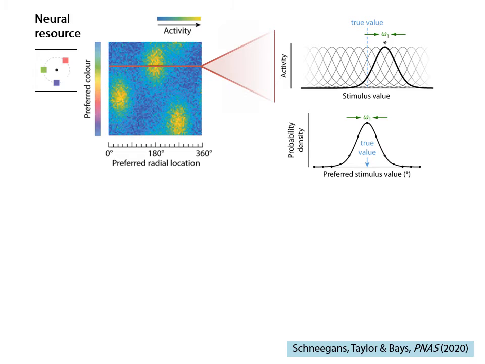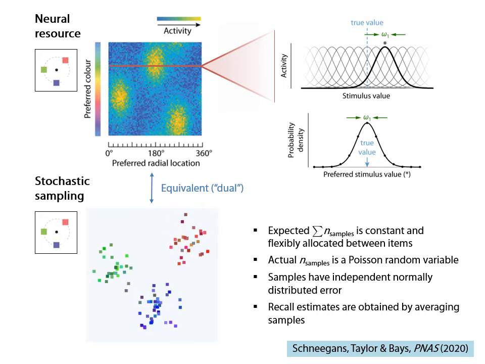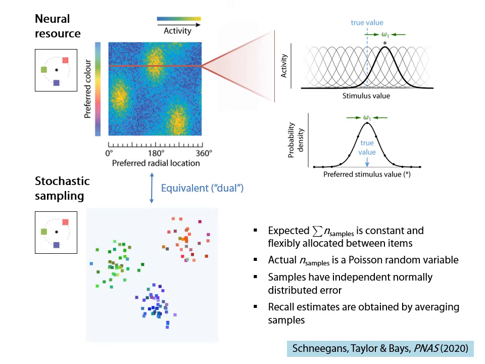In the idealized setting we've been considering, and in this illustration we're looking just at a one-dimensional slice through the population of neurons, in particular because the neuron's preferred features densely cover the feature space, this allows us to view each spike as a noisy sample of an item in memory, drawn from a distribution centered on the true feature values and with variability that matches the underlying tuning widths. We call the result the stochastic sampling model of working memory.